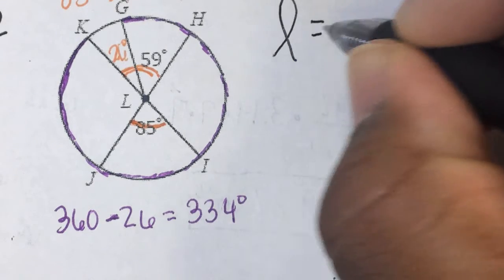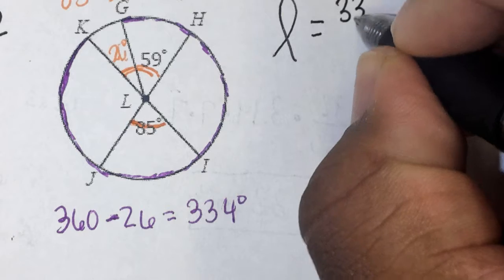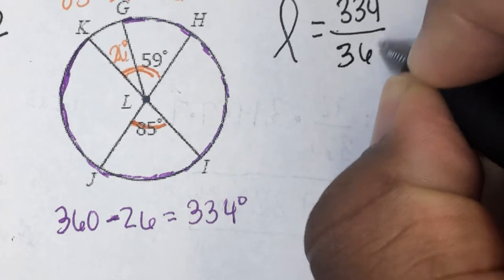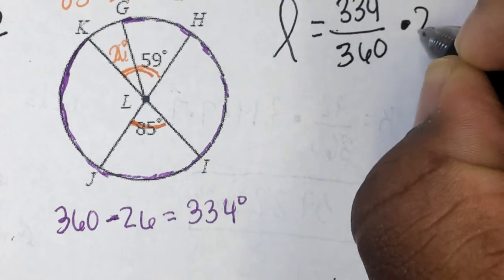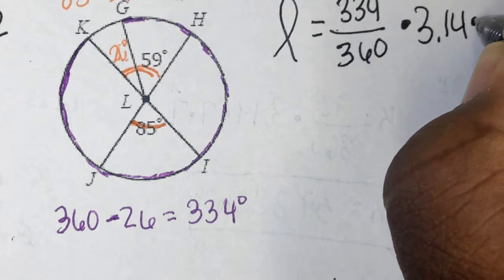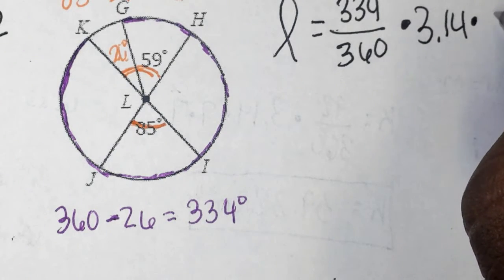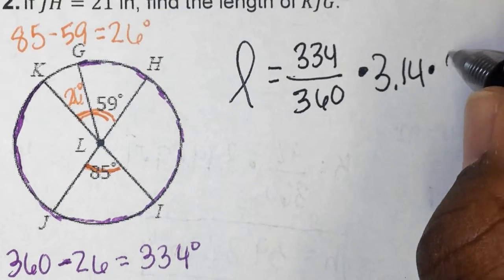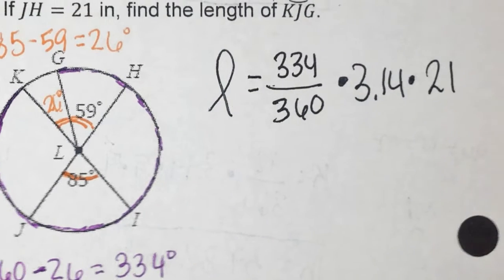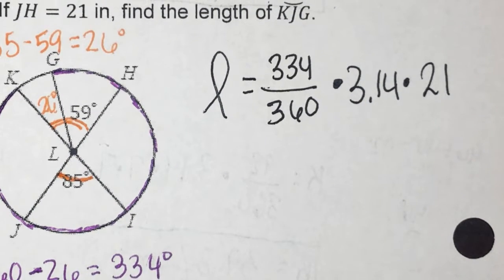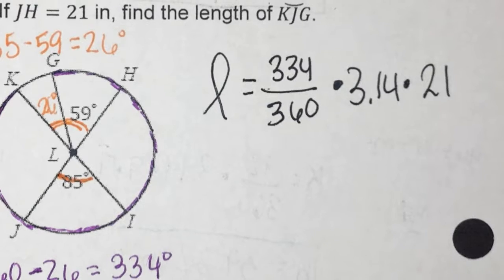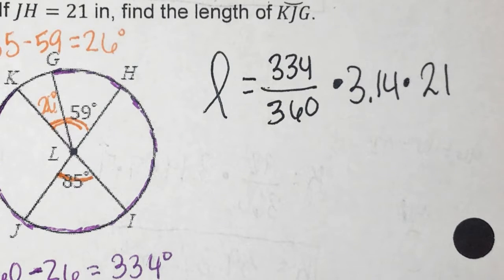L equals 334 over 360 times 3.14 times our diameter, which was 21. And then you give me that answer. I believe you. What is it? 61.25.